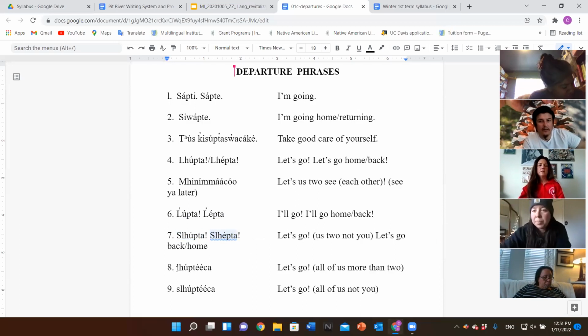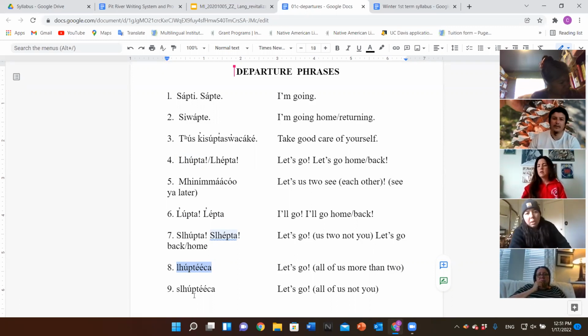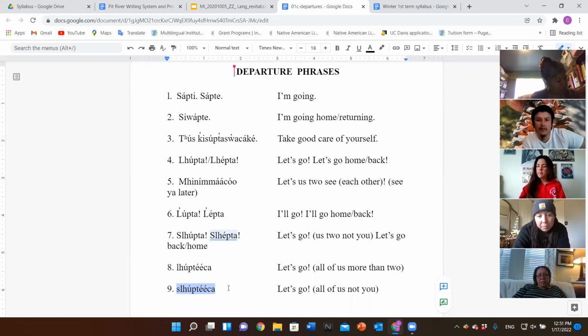And then lahuptecha. So lahupta refers to you and one other person. Lahuptecha would be if there's more than 2 people, then you'd say lahuptecha, like let's all go. And then slahuptecha would be let's all go except the person that you're talking to. Or we're all going, right? So there's a lot of them that I kind of threw at you, but I wanted to put all those there so you could kind of fit it to the situation you're in.